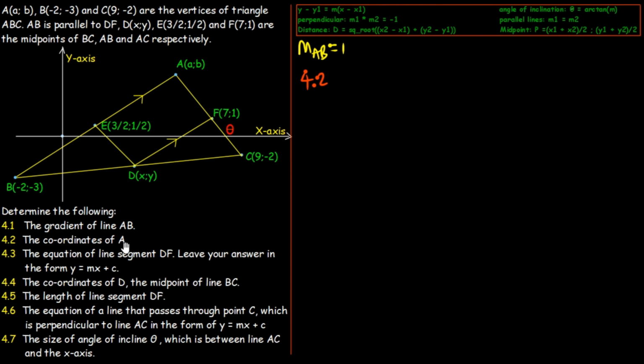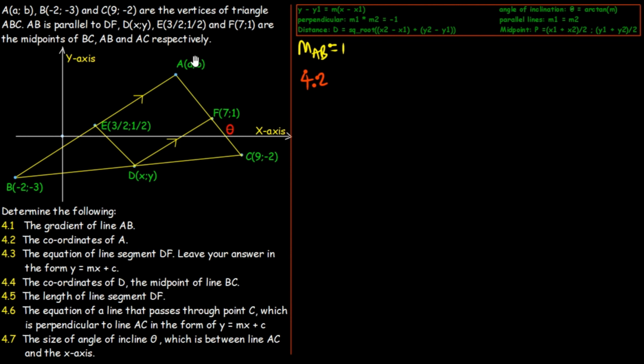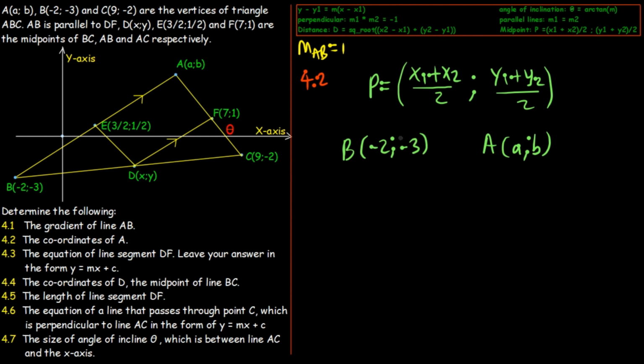So let's determine the coordinates of point A. Where is point A? Here. The good part is we know that E is the midpoint of AB. So we're going to use the midpoint formula to calculate point A. The formula for determining midpoint requires two points. In this case, it's B and A. One of the coordinates should be our x1, y1, and the other one should be our x2, y2.